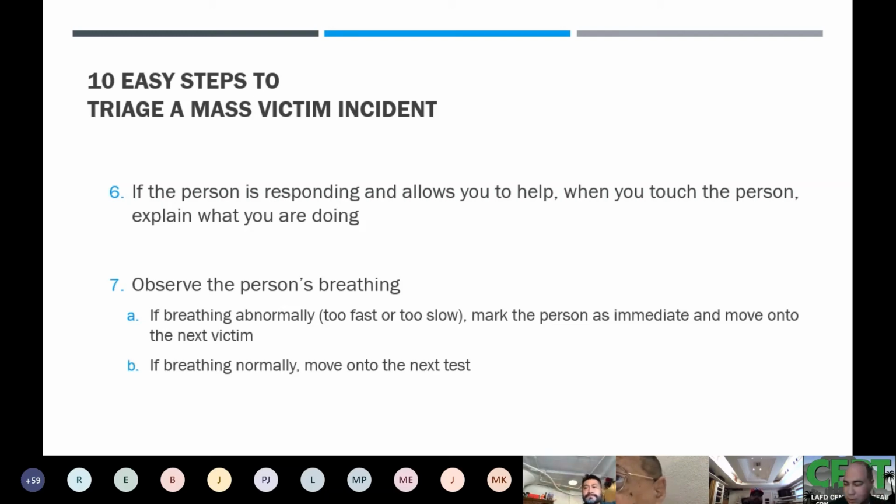The bandsaw is really annoying. You want to observe the person's breathing. You've already checked, they've given you permission to assess them, their breathing.